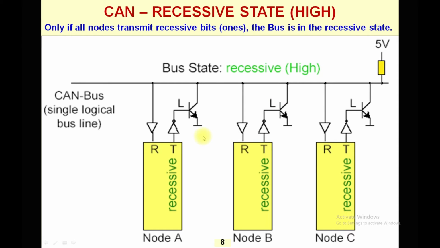When any one of the nodes sends out logic 0, what happens? This will become 1, so the transistor will be switched on, and this transistor will be grounding this particular voltage. Due to wired AND logic, the bus will become dominant. That we'll see in the next slide.